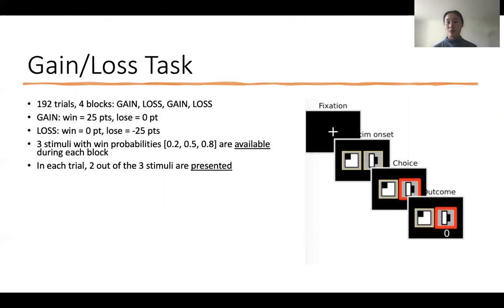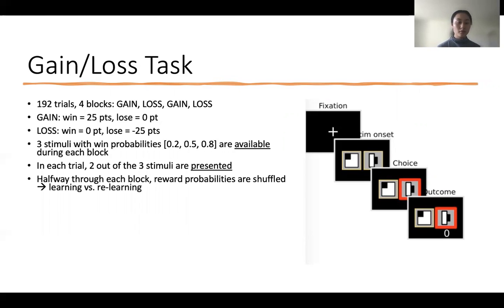This is a schematic representation of each trial. It starts with a fixation, and then from the 3 available stimuli, 2 of them were randomly drawn and shown to the participant. Once the participant made a choice, they saw the outcome, which varied depending on which block they were in. Halfway through each block, reward probabilities are shuffled. This means participants have to relearn reward contingencies, which allows us to tell learning versus relearning rates.